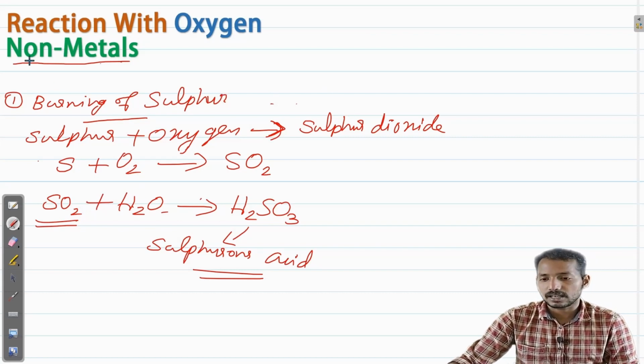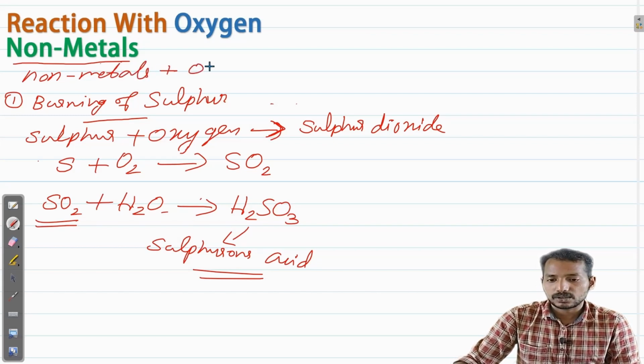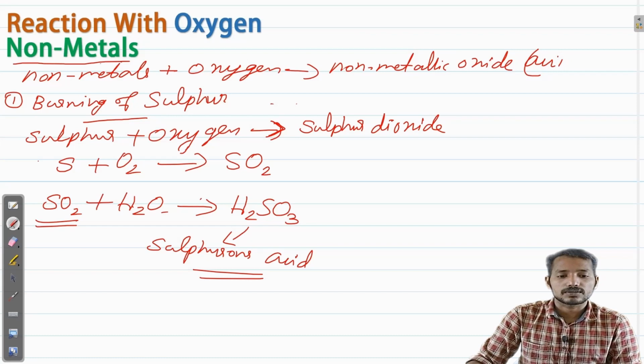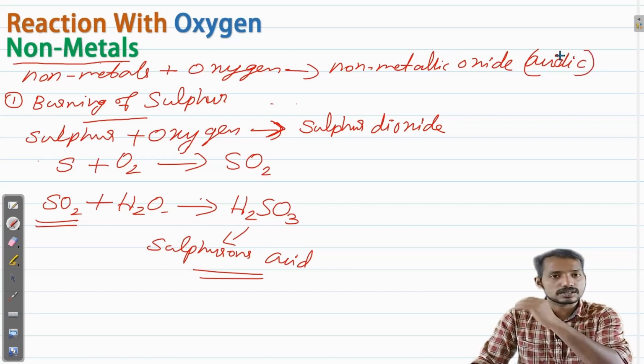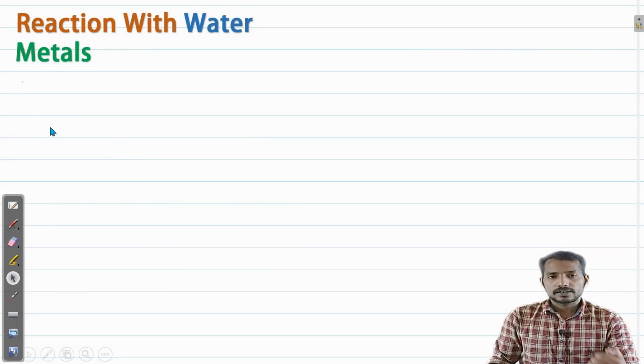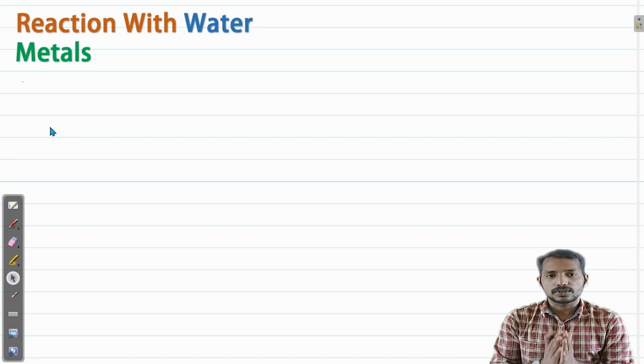Clear? So we can say that non-metals react with oxygen to form non-metallic oxides, which are acidic in nature. While metallic oxides are basic in nature. This is the main difference you have to remember. Okay. Next is reaction with water.